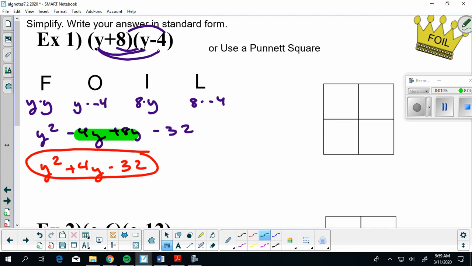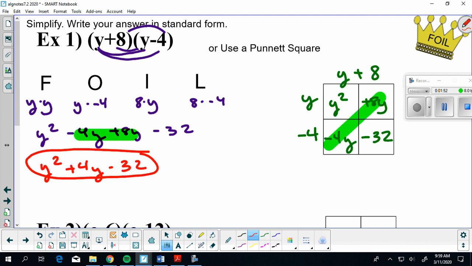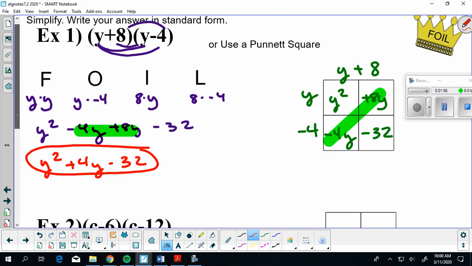So I'm going to do this same problem, and I'm going to use the Punnett square this time. So y plus 8 is going on top, and y minus 4 is going on the bottom. So here I'm going to multiply y times y, which is y squared, y times positive 8, which is positive 8y, -4 times y, which is -4y, and -4 times 8, which is -32. And then I need to combine those because they're like terms. And you can see that I get exactly the same as this line right here.